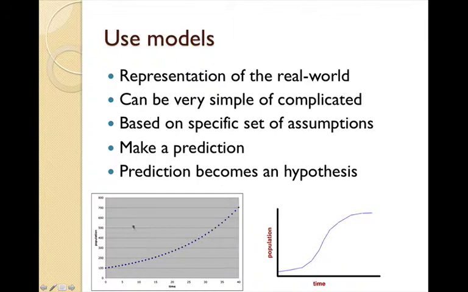So we talked about this exponential growth versus sigmoidal or logistic growth. The prediction for exponential just keeps going. The prediction for sigmoidal growth is that with time the population levels off. This is the type of thinking you need: what are the underlying assumptions? What would the prediction be? How can you turn that into a hypothesis?